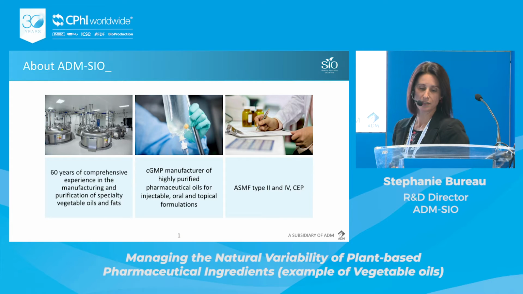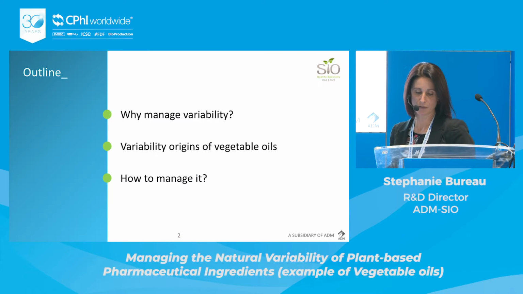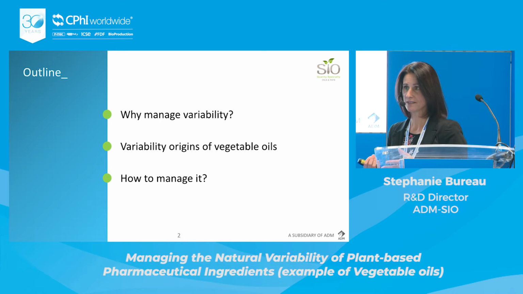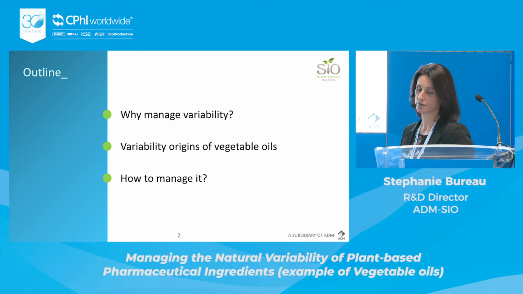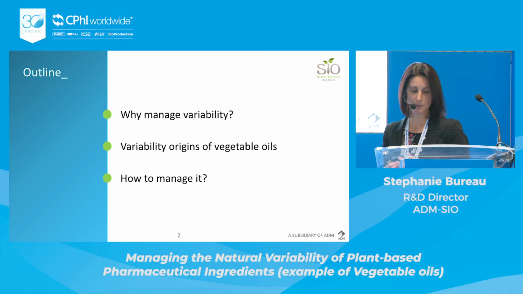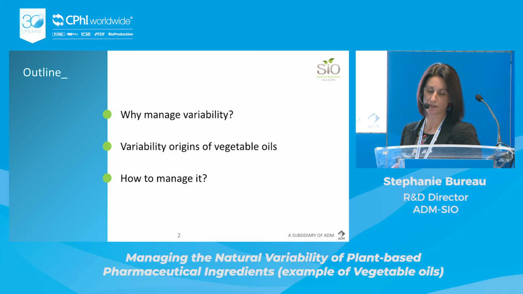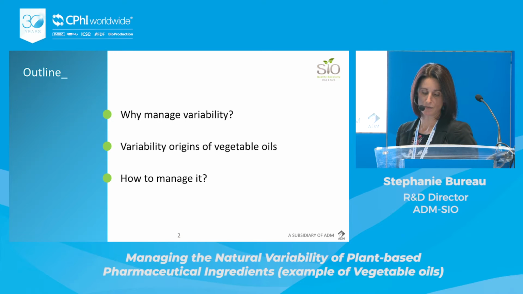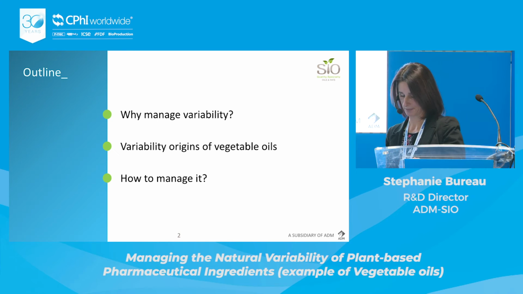So I will first talk about the reasons why it is of major importance to manage the variability of pharmaceutical ingredients. Then I will make an overview of the origins of this variability related to plant-based pharmaceutical ingredients with a focus on vegetable oils. And lastly, I will explain how we manage that variability from the raw material to the finished products to guarantee the consistency of our pharmaceutical ingredients.